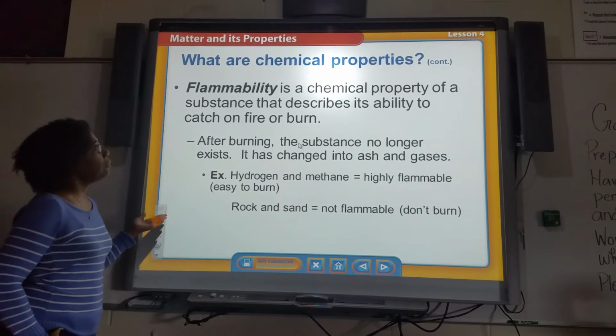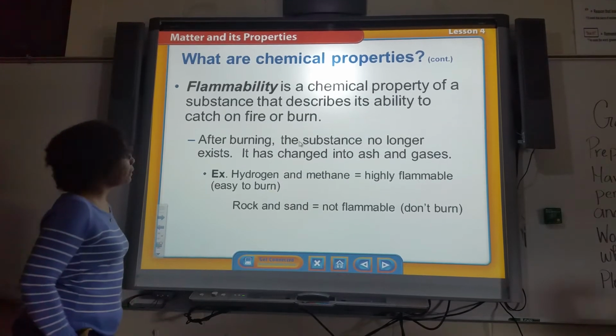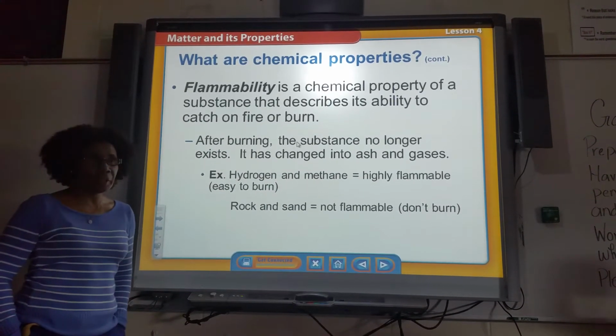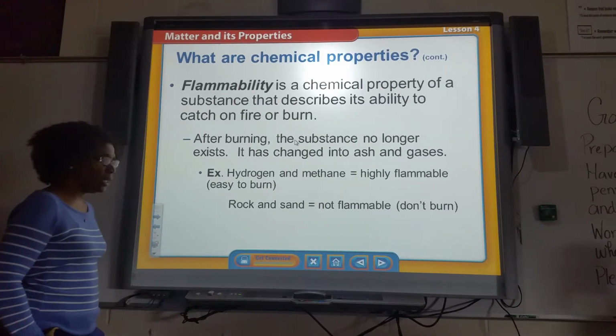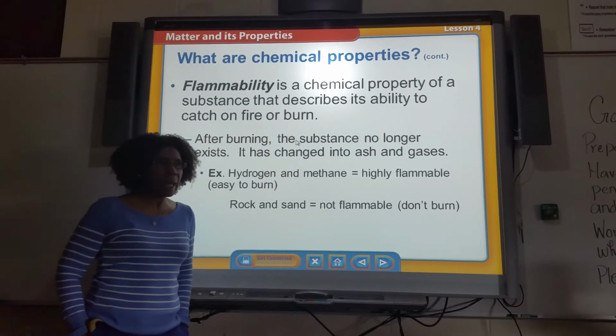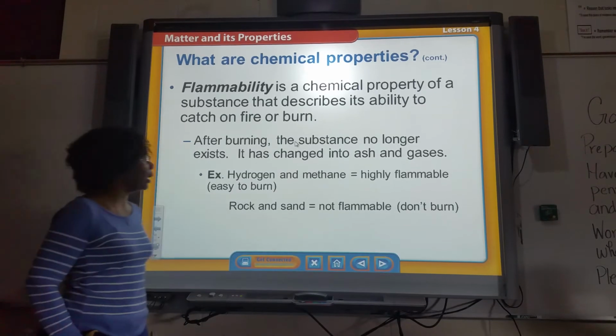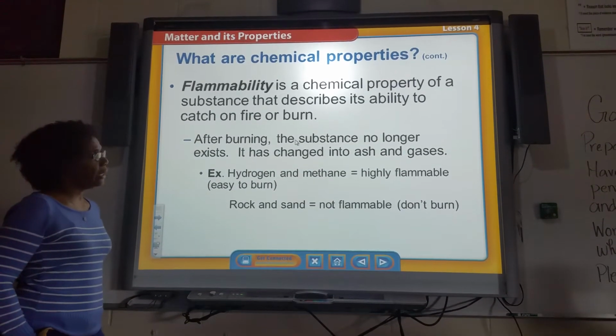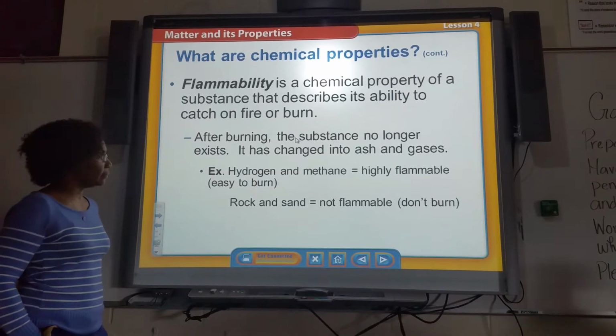Flammability, boys and girls, is a chemical property of a substance that describes its ability to catch on fire or burn. And we know there are many things that are flammable in our house. After burning, the substance no longer exists. It has changed into ash and gases.